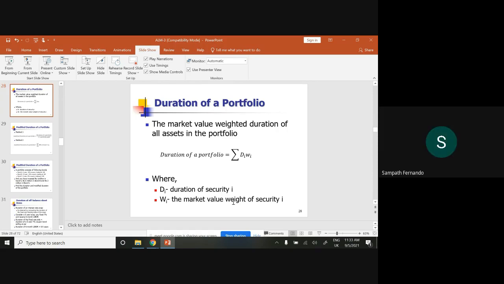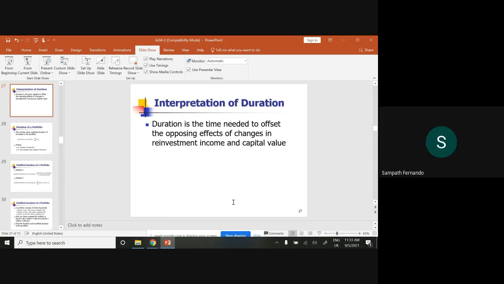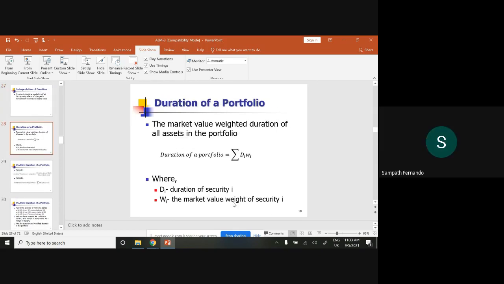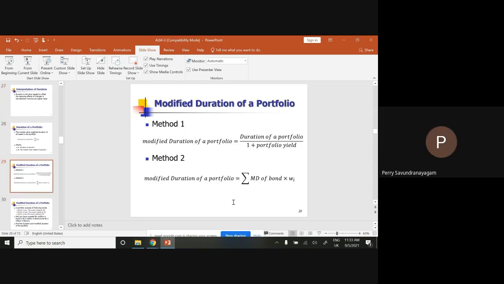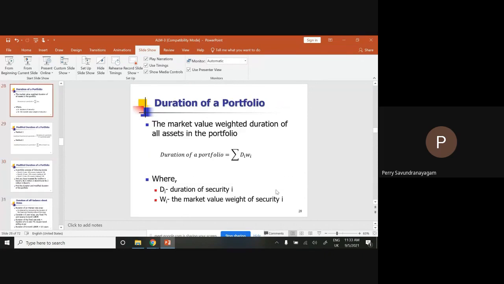So here market value means what, sir? Sorry? Market value. So if you look at this, duration of the portfolio times 1% or whatever the percentage move, or else total of the modified duration of the portfolio, total of the duration of the bond times market value. So market value is the weighted value of the security.